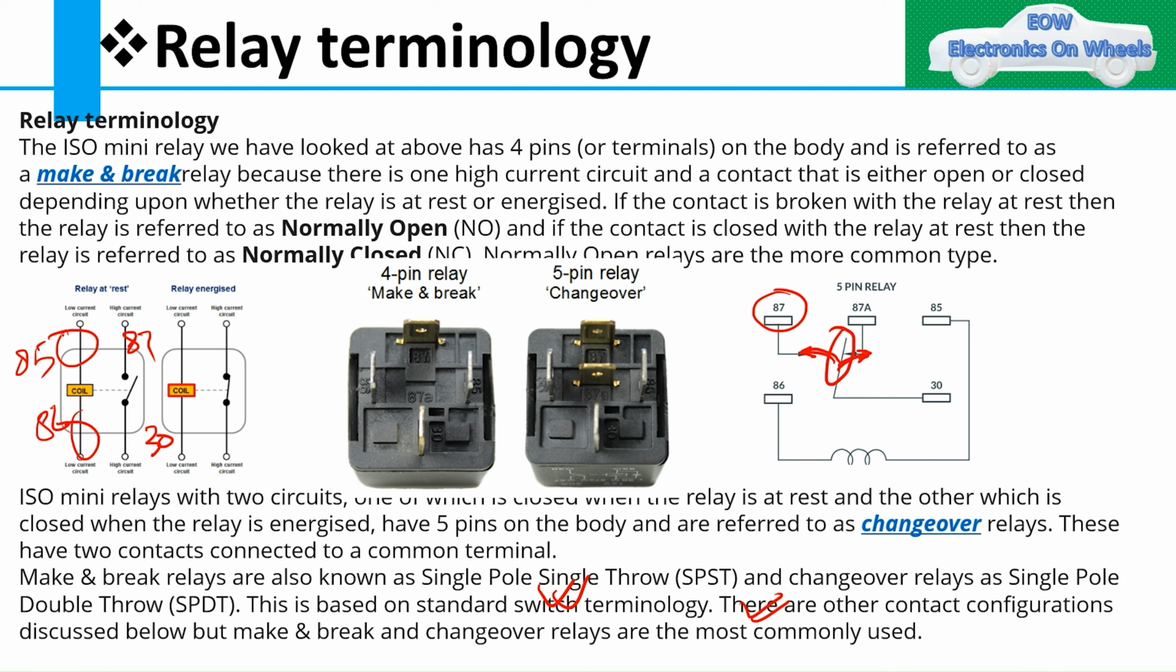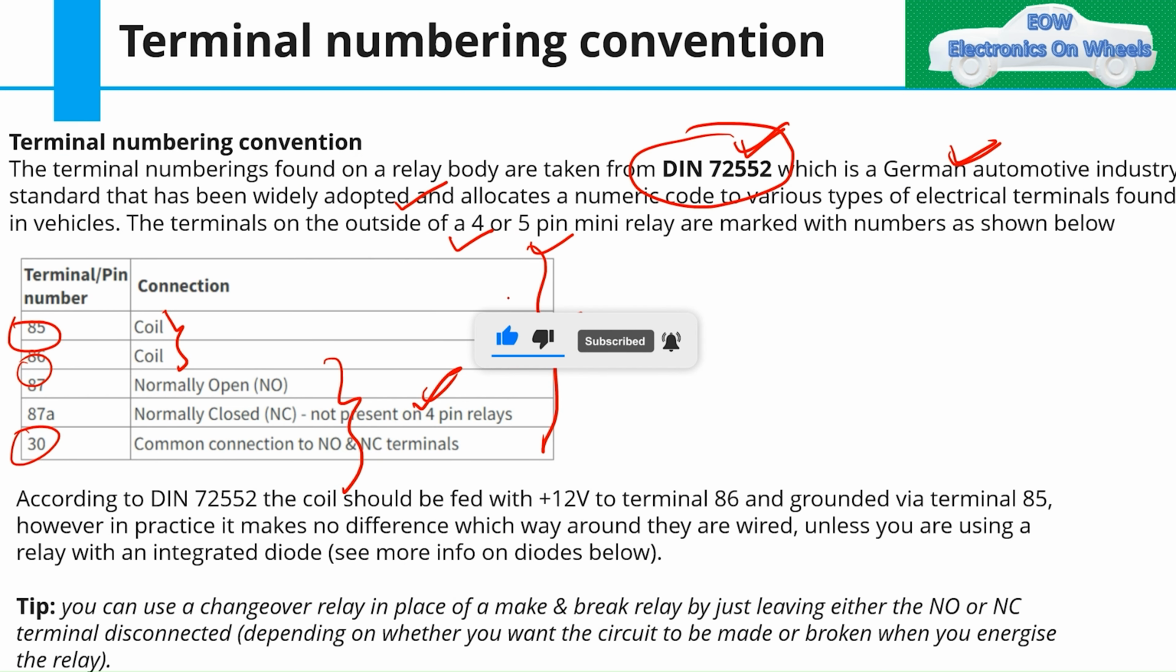Now which one we should keep here, 85 and 86, we will see that also with logic. So this is the coil side, and this 87 is normally open and 30 is a common connection to NO and NC terminals. This particular 87A will be present only in the 5 pin relay, not in the 4 pin relay. So this is the terminal numbering.